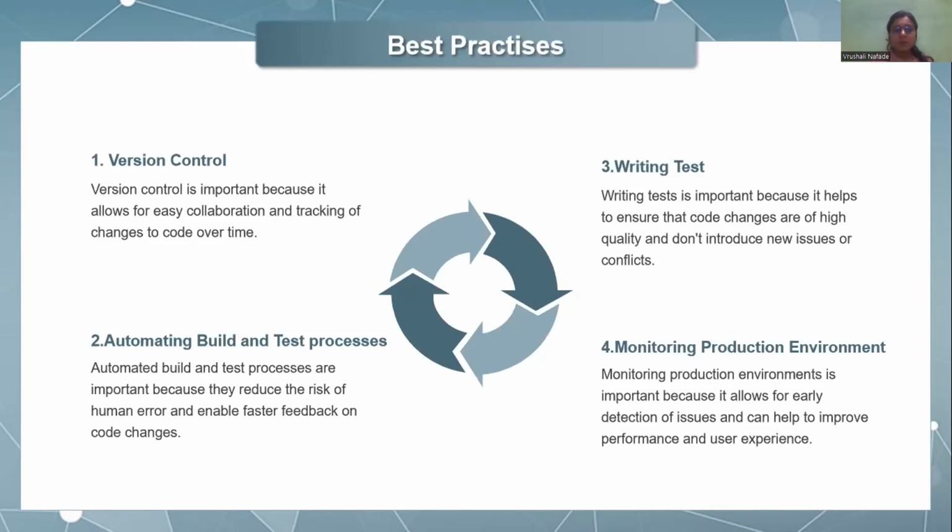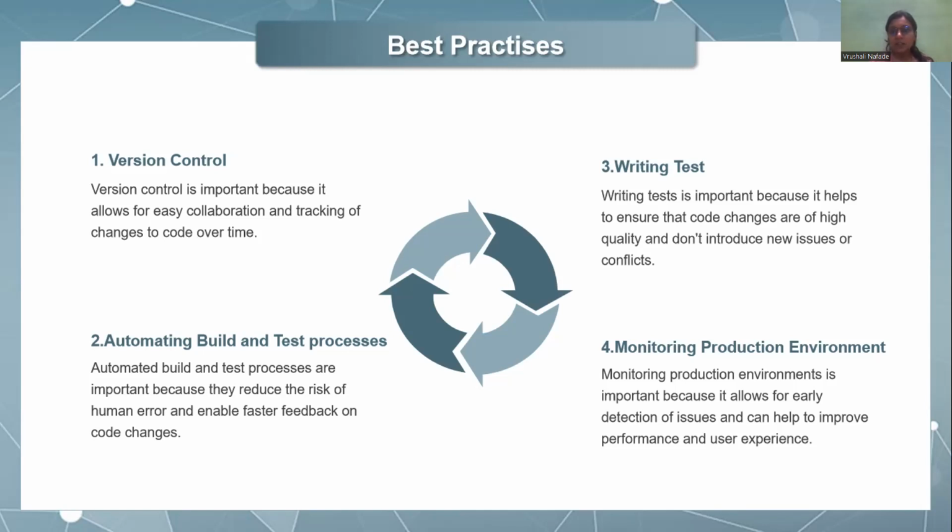So let's see some of the best practices. First is version control. It allows users easy collaboration and tracking of the changes to the code over time. Second is automating build and test processes. It helps in reducing human error and also enables faster feedback of code changes.